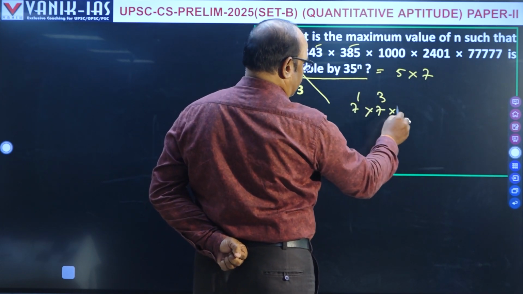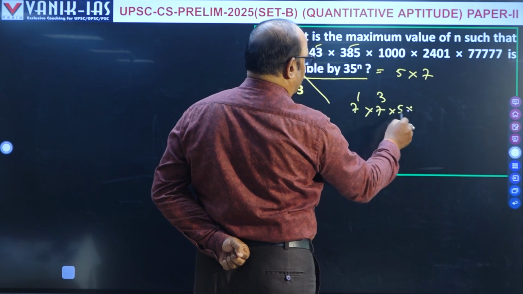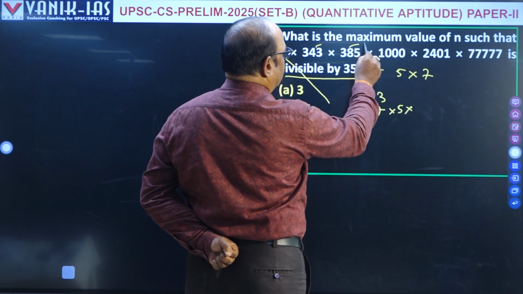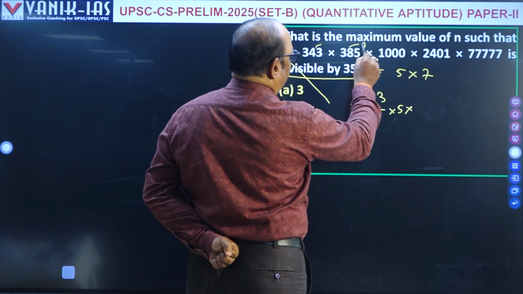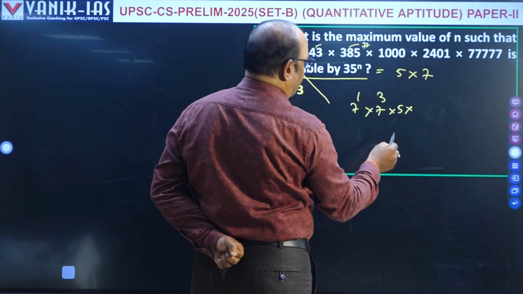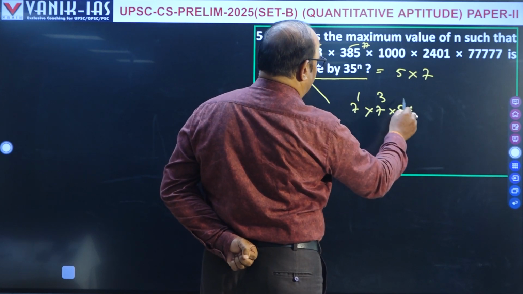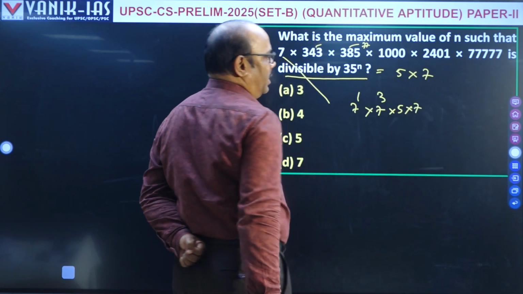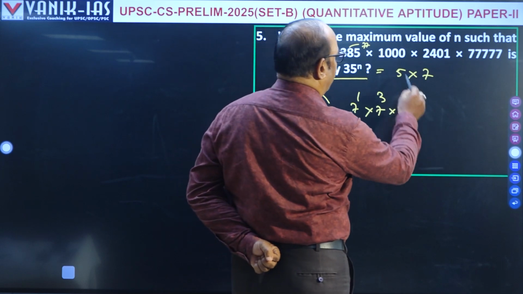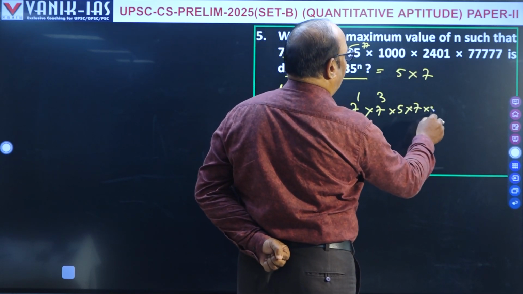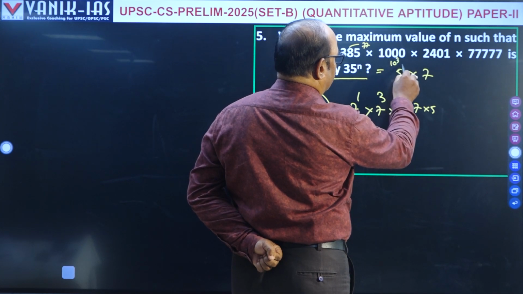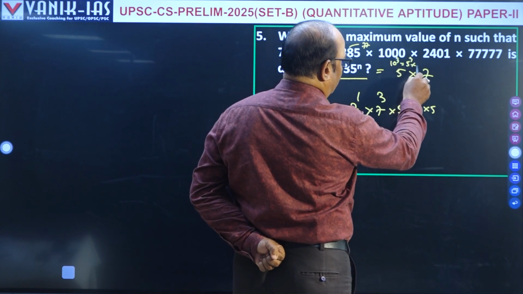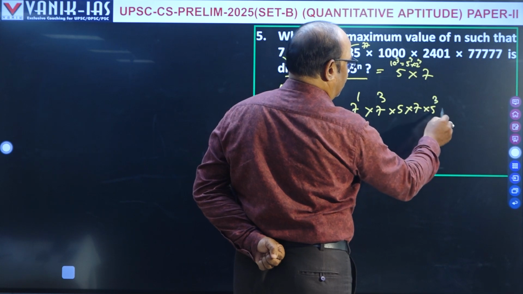After 7, a factor of 5 is coming. After cancellation of 5, 5 sixes are 30, 5 sevens are 35, and 5 sevens are 35. That means another 7 is coming. Only collect 5 and 7. And here 5 is there, 5 to the power 3 into 2 to the power 3. That means 5 to the power 3.